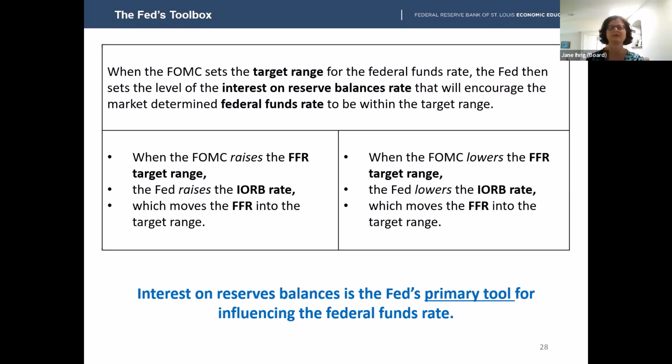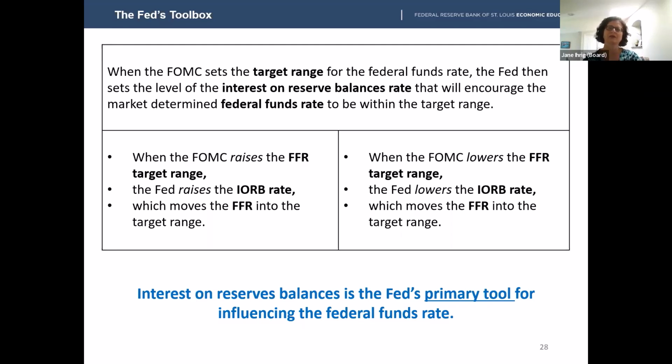So the FOMC is setting the target range for the federal funds rate. In the back of their mind, they're trying to move the economy towards their goals of maximum employment and price stability. It's doing that by setting a target range for the federal funds rate. When that target range is set, at the exact same time, the Fed is setting a level for the interest rate on reserve balances.